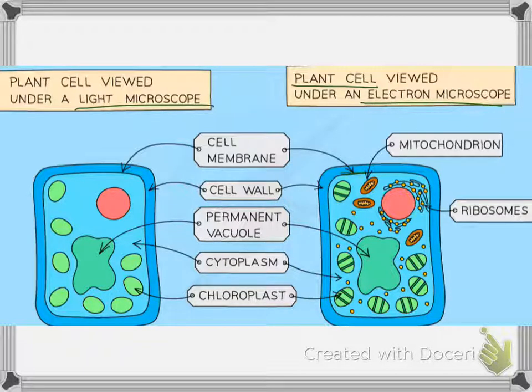So this is the cell membrane, this is the cell wall, this is the permanent vacuole. So permanent vacuole, cell wall, cell membrane, cytoplasm, chloroplast can be seen in both a light microscope and an electron microscope, but the mitochondrion and the ribosomes can be viewed only using an electron microscope. So this is the mitochondrion and these are the ribosomes.